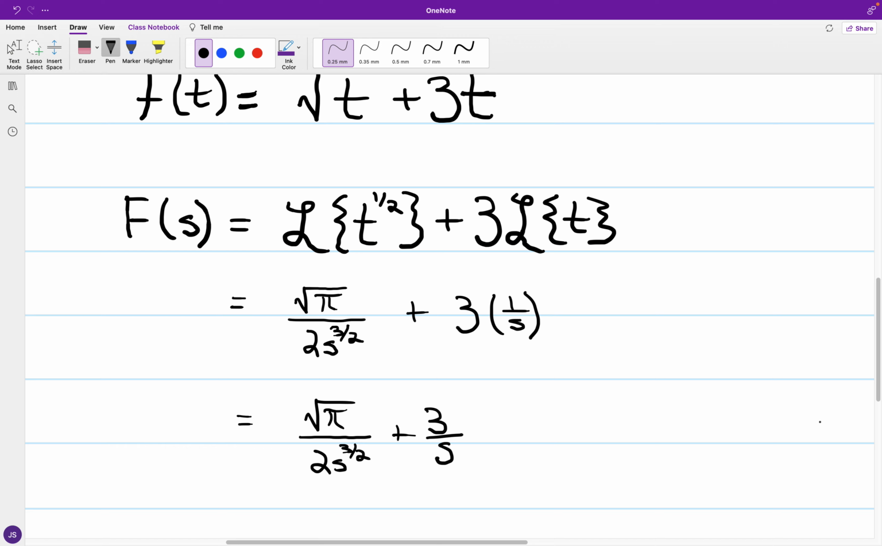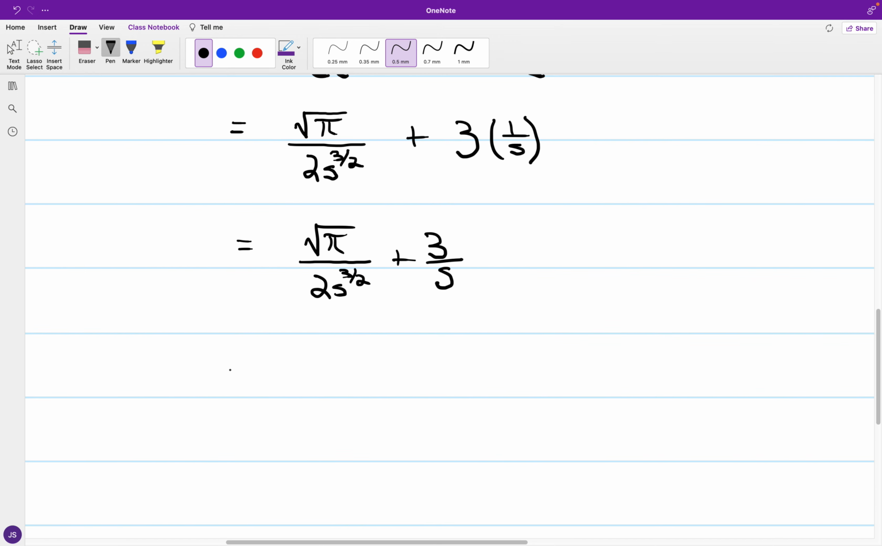And if we look at consolidating as a single term, the least common denominator is going to be 2s to the 3/2. If I write it as a single term, I have the square root of pi, and multiplying 3 by 2s to the 1/2, I have the square root of pi plus 6 times s to the 1/2, all over 2 times s to the 3/2.